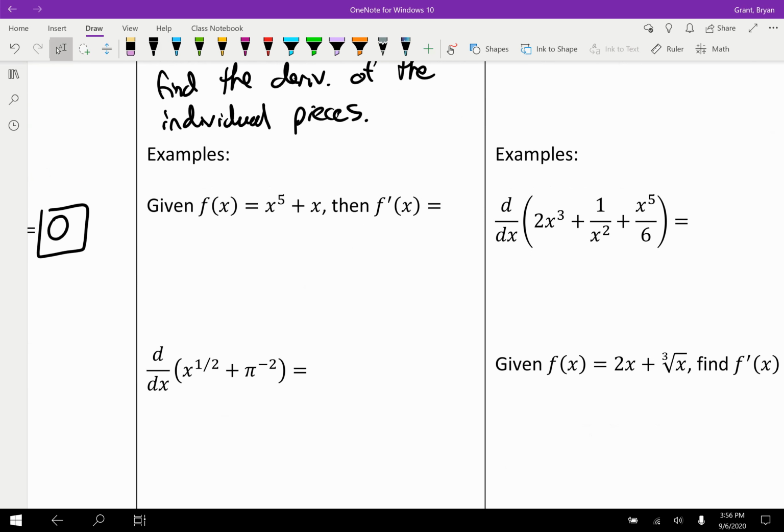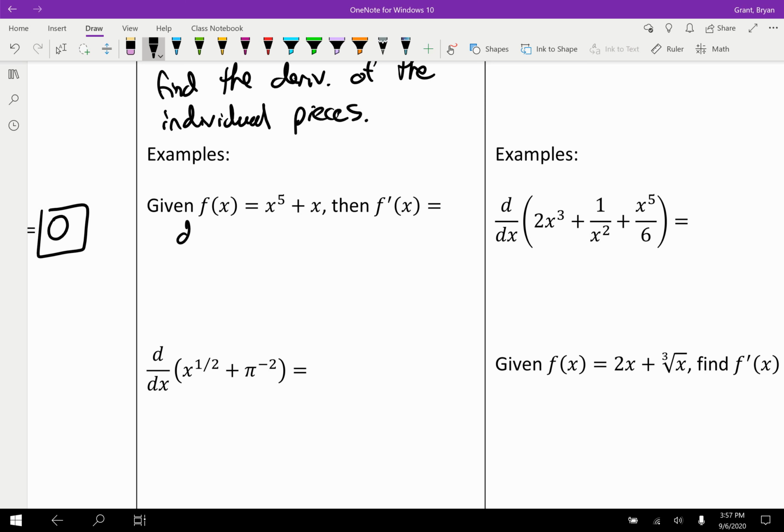So if you're given f of x equals x to the fifth plus x, then let's find f prime of x. Notice that this is one big graph. I actually don't know what that graph looks like. It could turn 5 times or 3 times or 0, I don't know. It's definitely going to be a weird graph though. However, if you're not sure about the slope of that, then let's go ahead and split this into smaller pieces.